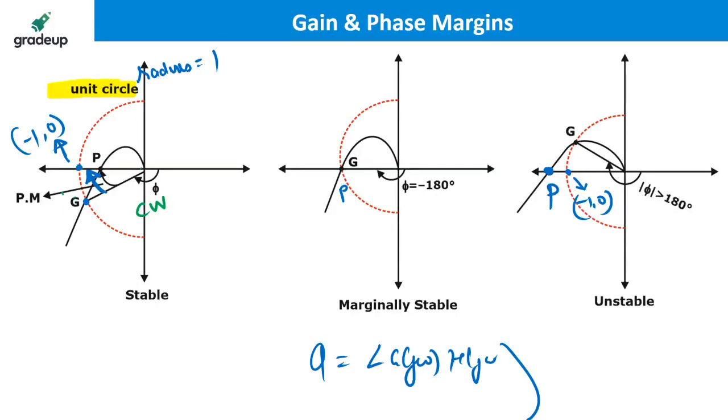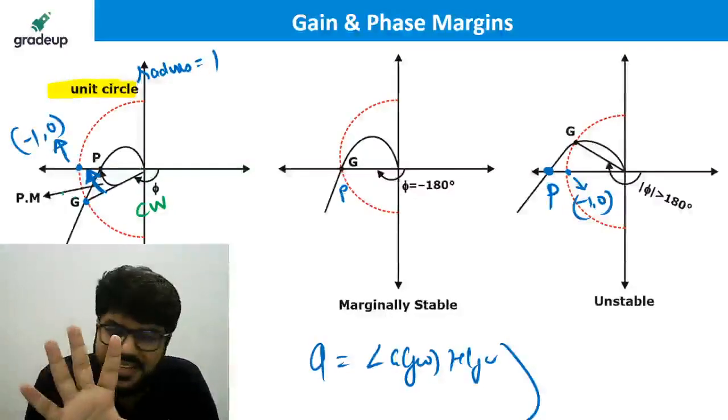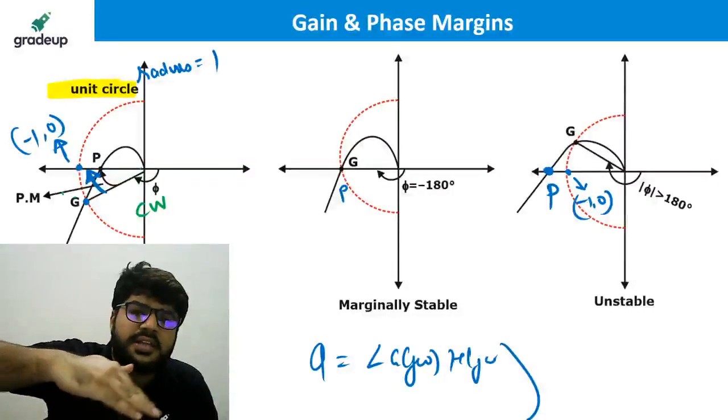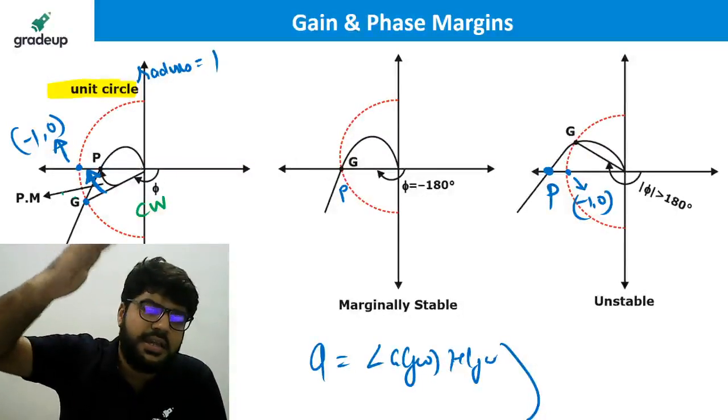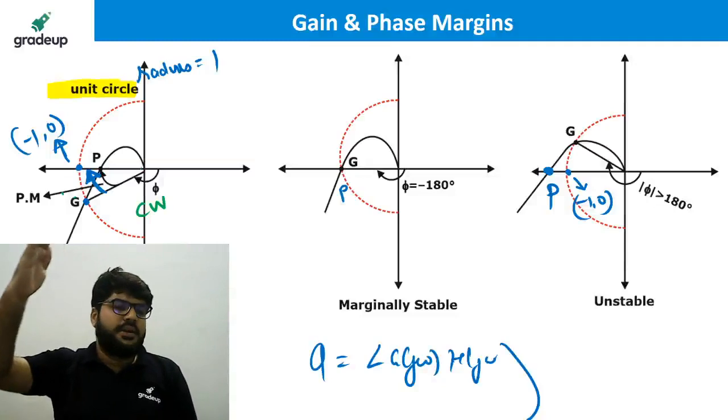So once again, I repeat, the nature of the shape is the same. Nature has not changed, but the whole plot is moving. The whole plot is getting movement along a particular direction.